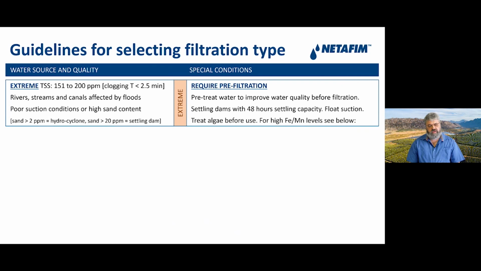because normally when you have more than 2 parts per million sand in the water, then you need to use a hydrocyclone. You cannot put too high loads of sand directly on any filter, because the filter is not designed for that. If the sand load is higher than 20 parts per million, then you cannot use a hydrocyclone anymore, but then you need to go to a settling dam.